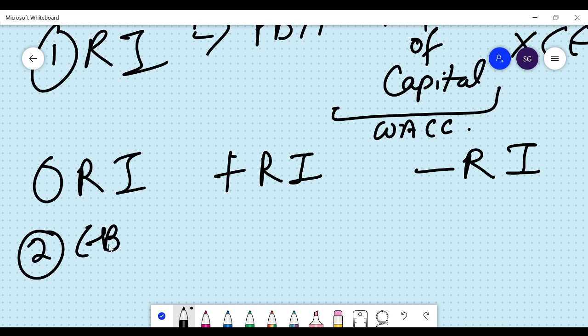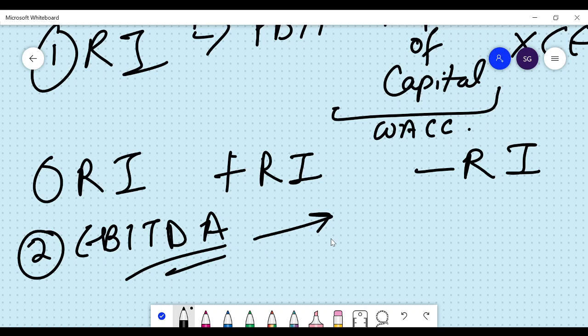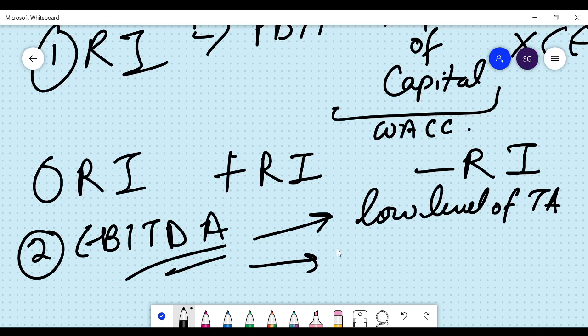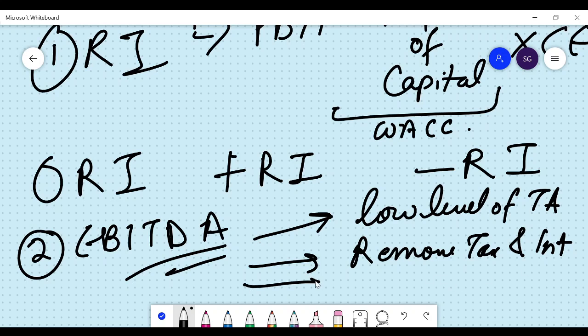Next topic that we have is EBITDA, earnings before interest, tax, depreciation and amortization. We know that EBITDA is very popular, but what is the reason that it is popular? Because it can be used for comparing or evaluating companies with low level of tangible assets, which is why it is a favorable ratio that is used in case of service based companies. It removes tax and interest which are actually unrelated to business performance.